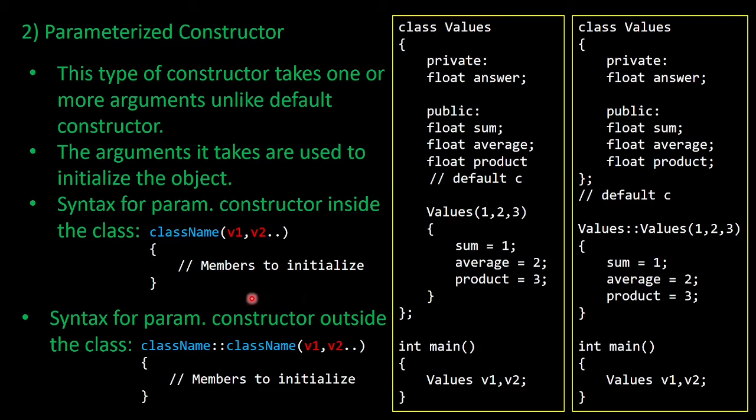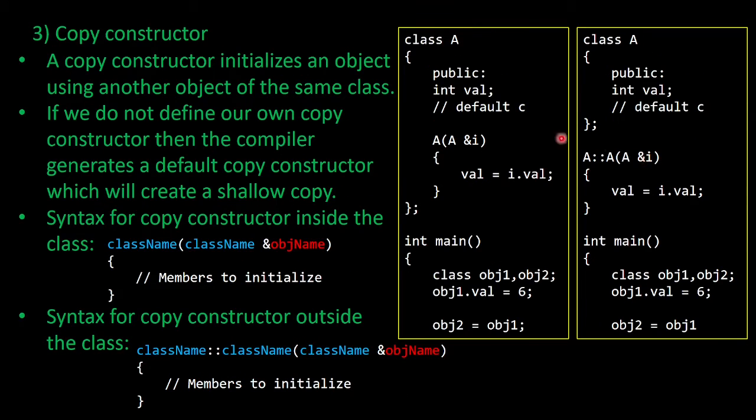Now, if we declare the constructor outside the class, we have this syntax. The only thing that differs is we have to write the name of the class again, followed by 2 colons. Rest is the same. So parameterized constructor against a default constructor is useful when we have to initialize the variables to some values, not necessarily arbitrary.